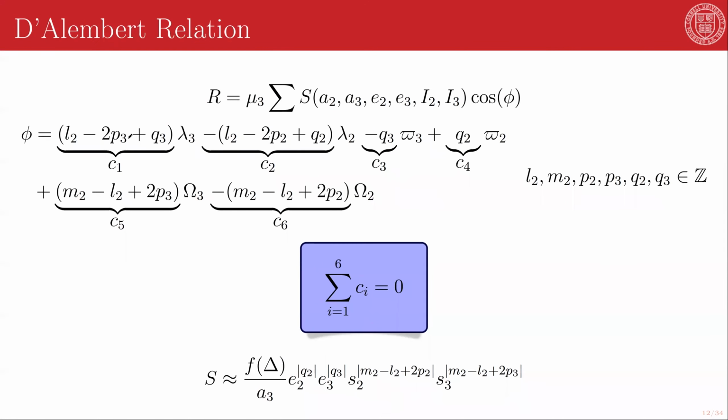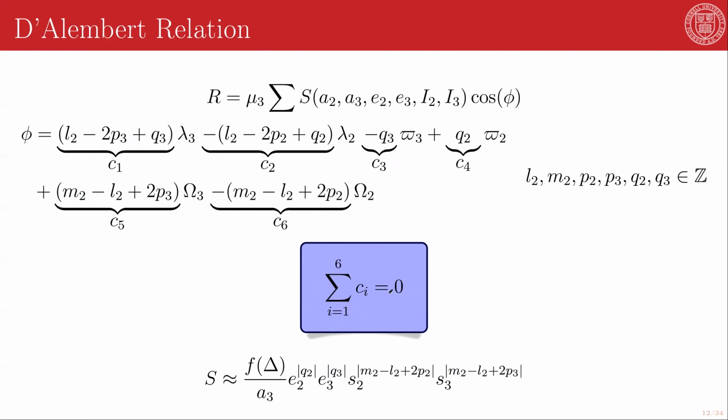If you sum up all of these coefficients, C1 through C6, you'll notice an interesting thing happens. Every single thing in here cancels. We have one instance of positive M2 and one instance of negative M2. We have two instances of positive L2 here, and two instances of negative L2 here, and so on and so forth. When you sum up these 6 coefficients, their sum will be 0. And this is known as the D'Alembert relation.